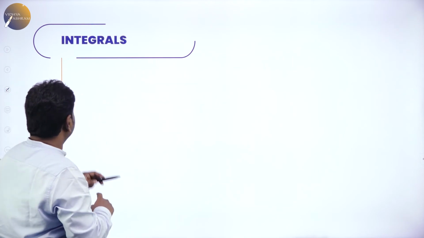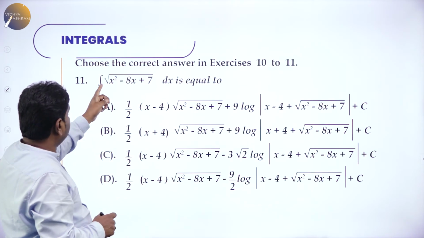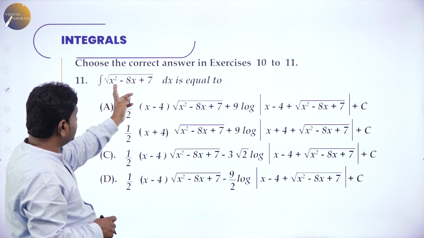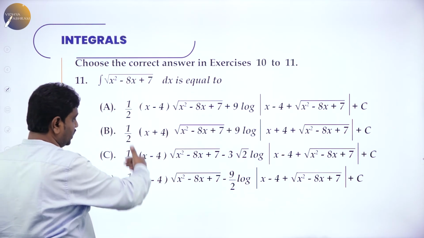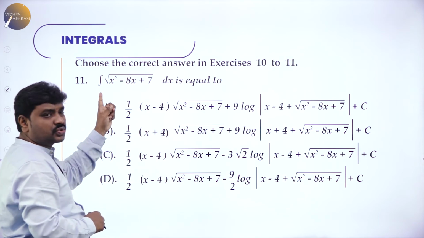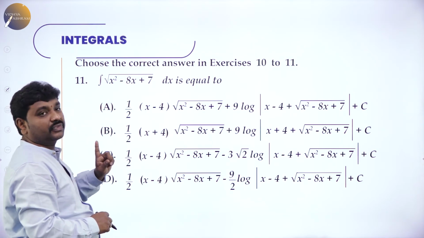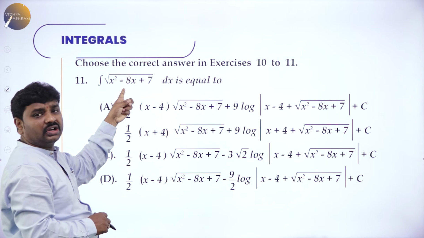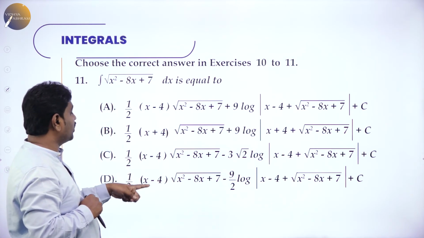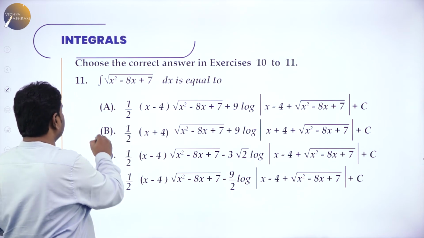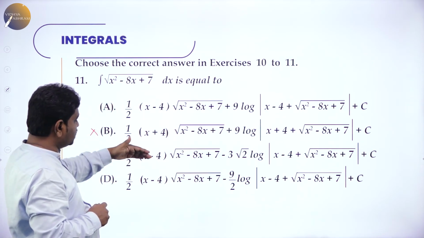Next we have integration of root of minus x square minus 8x plus 7. So again, you have to select completing the squares. When you complete the squares, you will get x minus 4. Half the coefficient of x is 4, so 4 square you should add and subtract, because here we need x minus 4. So this is ruled out, I can eliminate. Now the answer may be this, this or this.